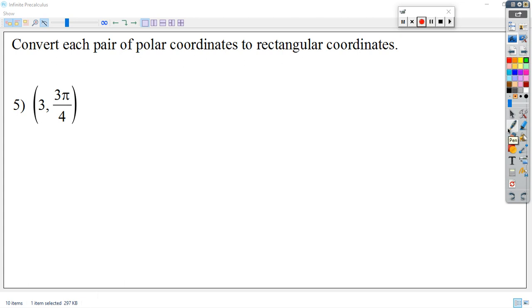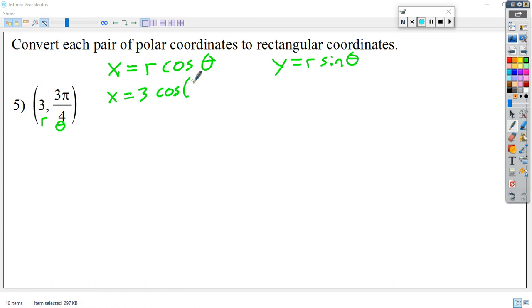It tells me that this is polar coordinates and I want to change this to rectangular. So that means that this is an r, this is a theta. So x equals r cosine theta and y equals r sine theta. So x is going to equal 3 cosine of 3 pi over 4. Y is going to equal 3 sine of 3 pi over 4.